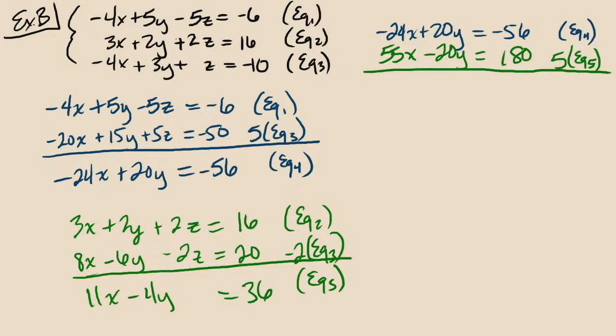All right, then solving down, 55 minus 24x is 31x. The y's go away, and we simply get 124. Divide both sides by 31, and we get that x is equal to 4. So that x equals 4 is going to be used for solving in the next one.